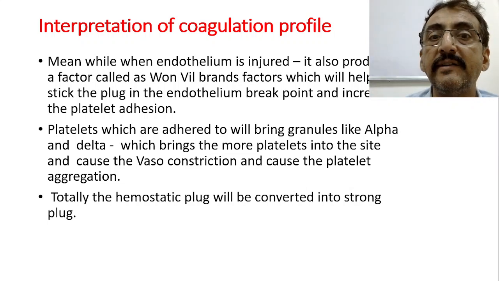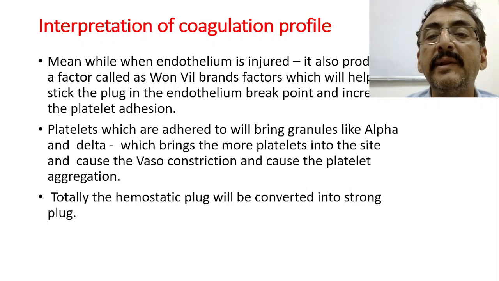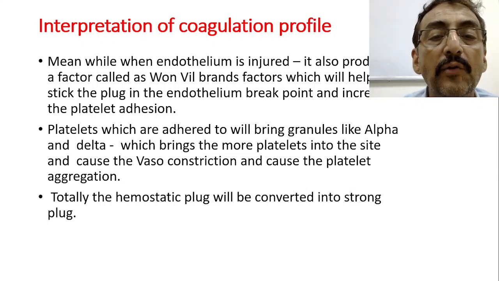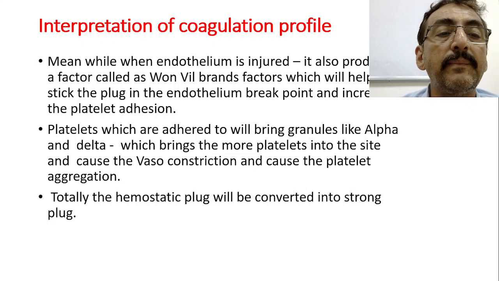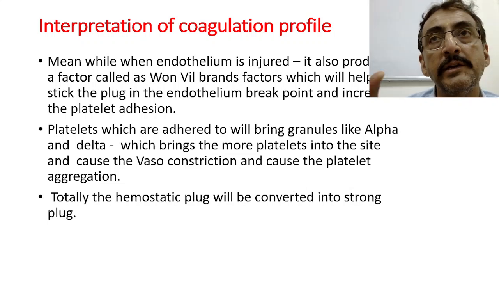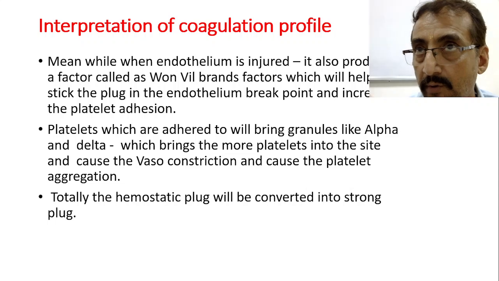Okay. So what happens next? The platelets which are adhered there will bring the granules like alpha and delta, which bring more platelets into the site and cause vasoconstriction and platelet aggregation. Totally, the hemostatic plug will be converted into a strong plug within 1 or 2 minutes.